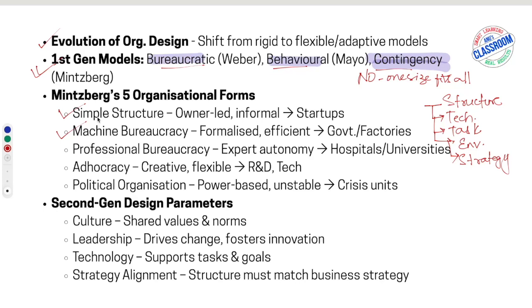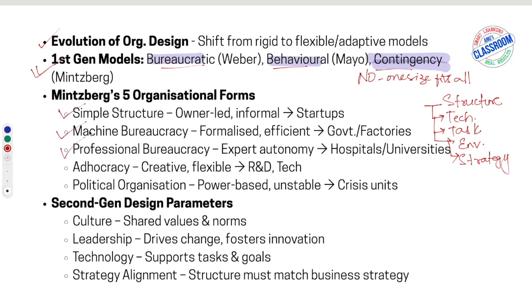Then let's say the work of your organization is going to be done by highly trained professionals who have the freedom to make decisions, like hospitals or law firms or universities, where specialized knowledge is critical. In that case, you will go for something called professional bureaucracy.